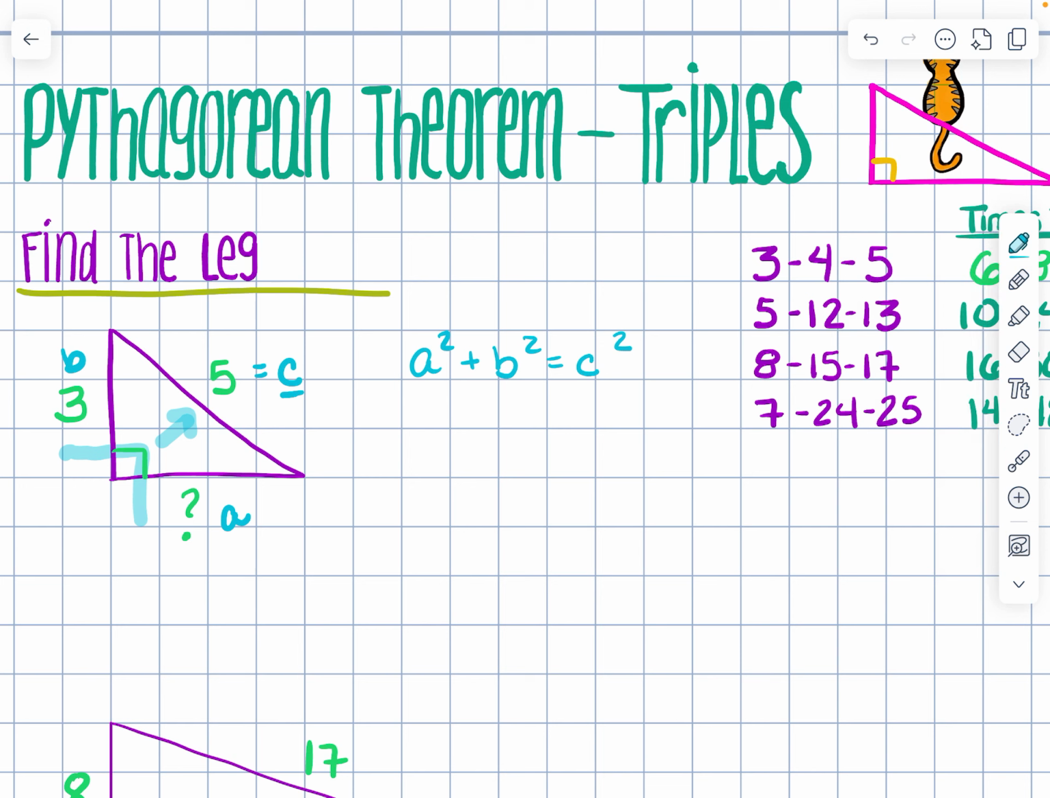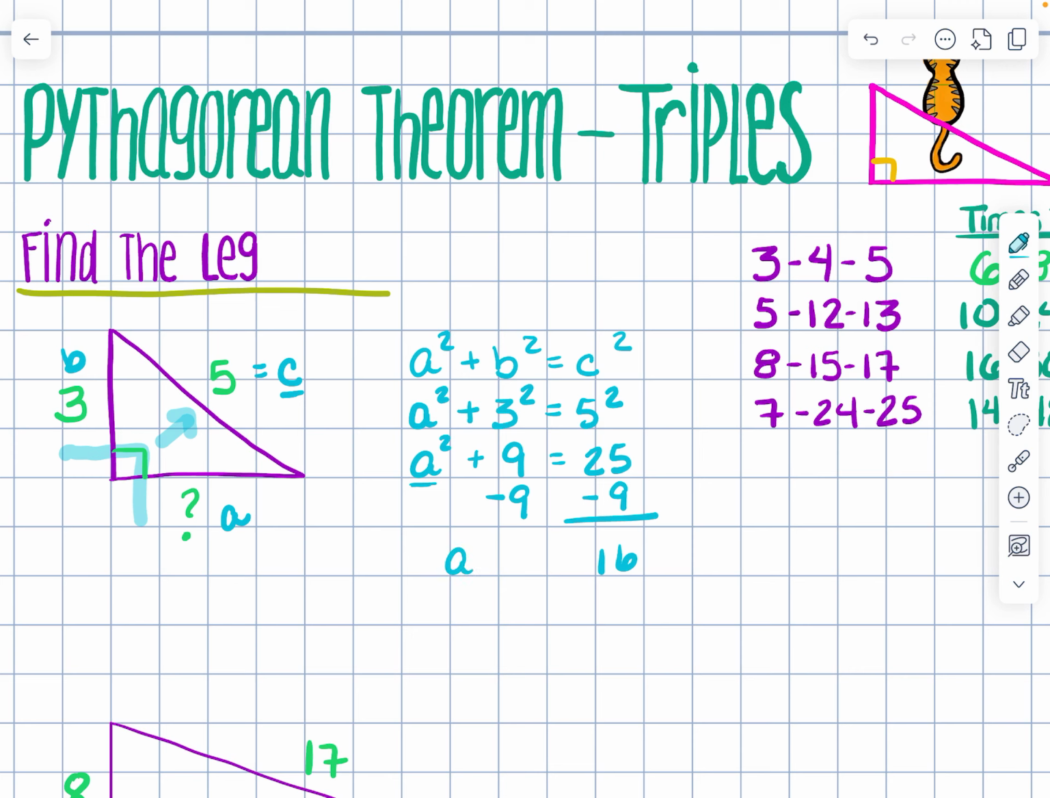So now I can go in and substitute these values. A we still don't know yet. B is equal to 3, so that's 3 squared. And c is equal to 5, so that's 5 squared. Now let's solve each of these pieces. 3 squared is 9, and 5 squared is 25. And again, the goal here is to get a by itself. So we're going to subtract 9 from both sides. 25 minus 9 is 16.